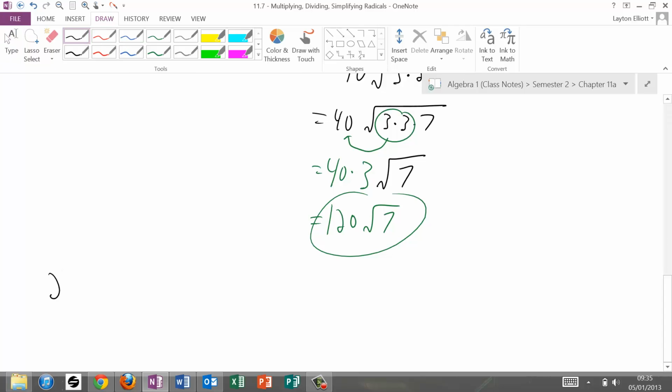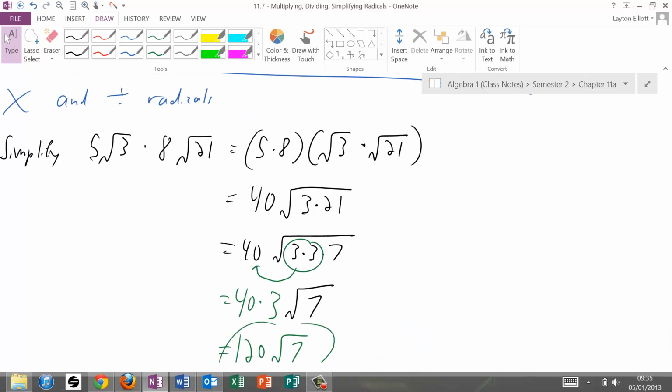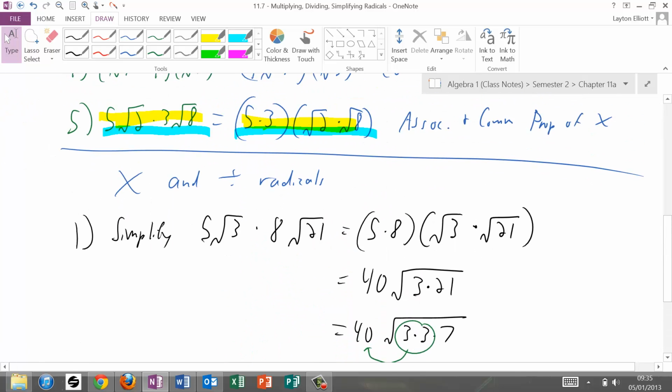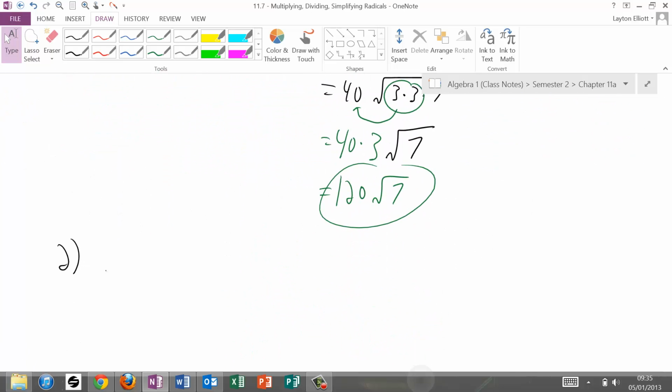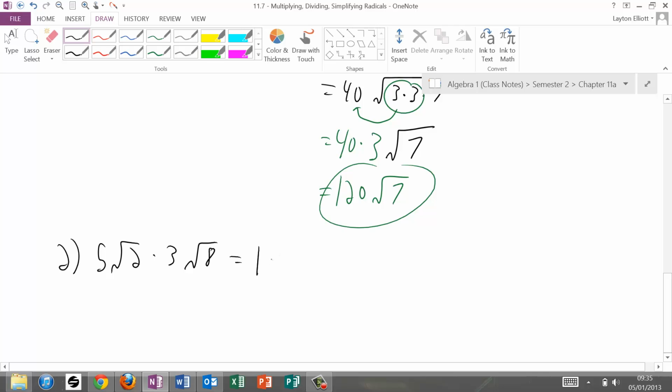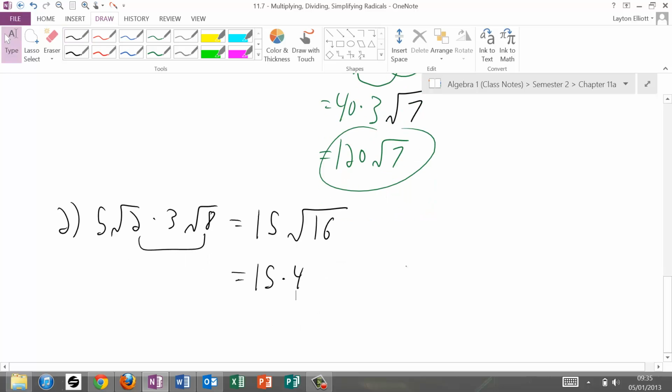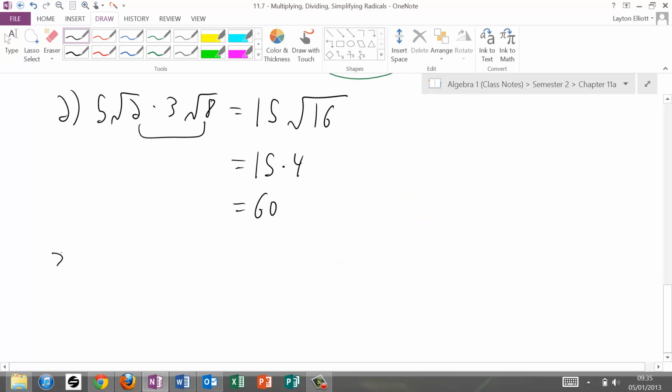For another one, let's go back up to the one we had above, 5 radical 2 times 3 radical 8. Again, 5 times 3 is 15. 2 times 8, if I actually multiply it, I get the square root of 16, because 2 times 8 is 16. The square root of 16 is 4, and this is really 15 times 4, which is 60.